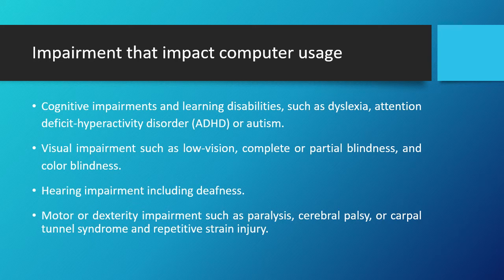Impairment that impacts computer usage. Cognitive impairment and learning disabilities such as dyslexia, attention deficit hyperactivity disorder, or autism. Visual impairments such as low vision, complete or partial blindness, and color blindness. Hearing impairment includes deafness. Motor or dexterity impairment such as paralysis, cerebral palsy, or carpal tunnel syndrome and repetitive strain injury.